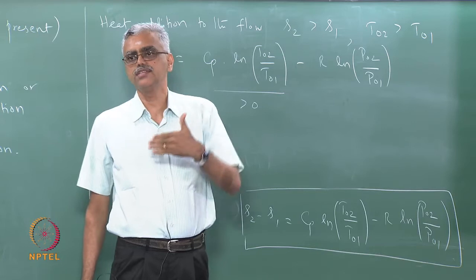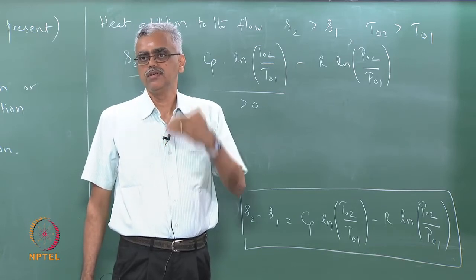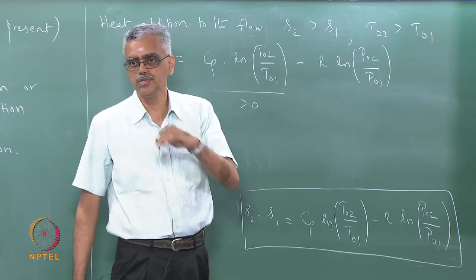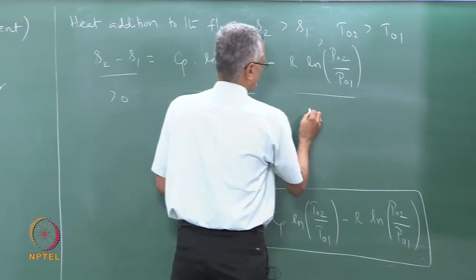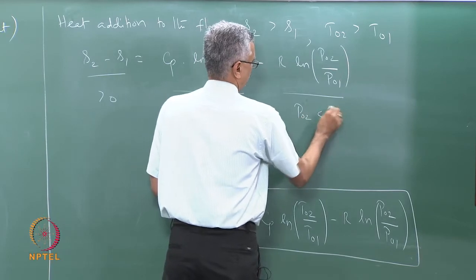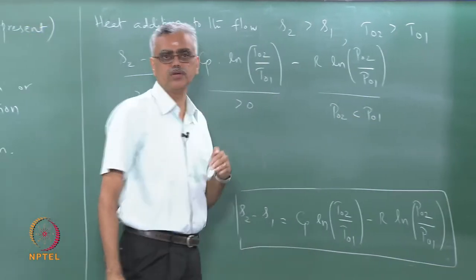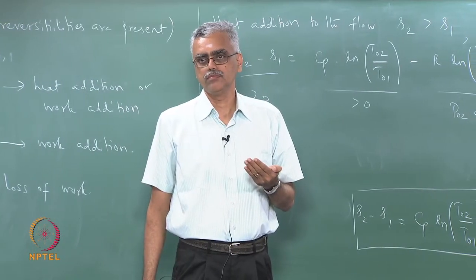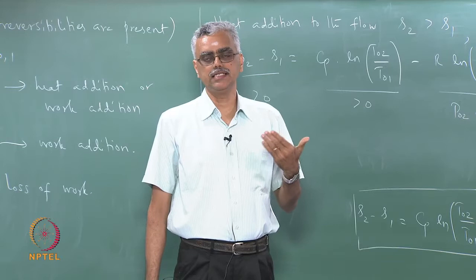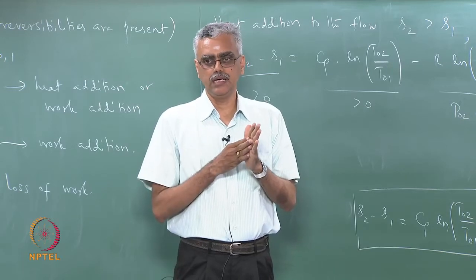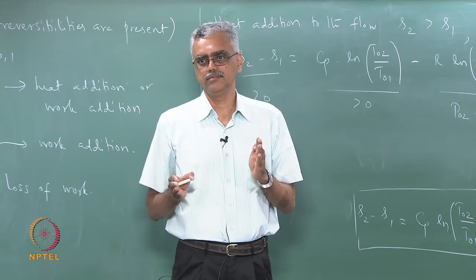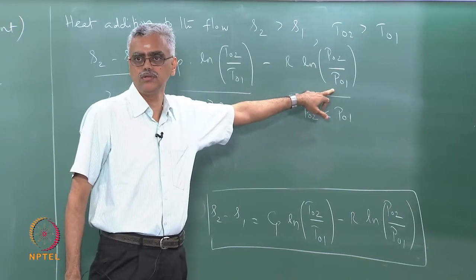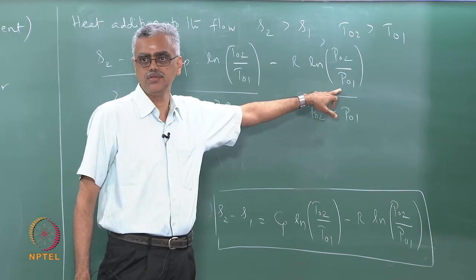Because the entropy increases in a heat addition process, we know that any increase in entropy must result in a loss of stagnation pressure. So in this case also P02 will be less than P01 because of the increase in entropy due to the heat addition. Okay, we can actually illustrate this much more clearly when we demonstrate the states graphically. But since entropy increases, P02 cannot be equal to P01. P02 has to be less than P01.